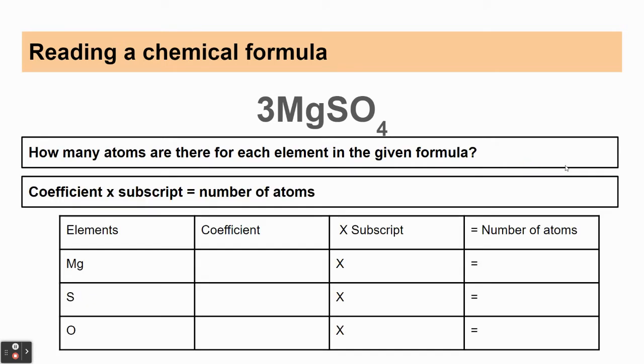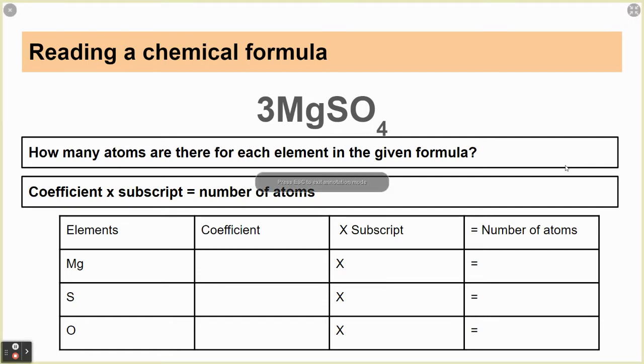If I were to ask you how many atoms there are for each element in the given formula, how do you calculate that? It's actually easy. You multiply the coefficient and the subscript, and that gives you the number of atoms. Let's start with the coefficient. The big number 3 in front multiplies everything to its right: the Mg, the S, and the O.